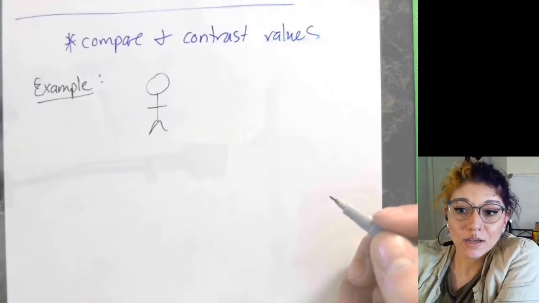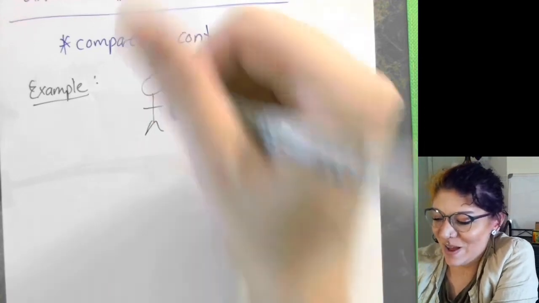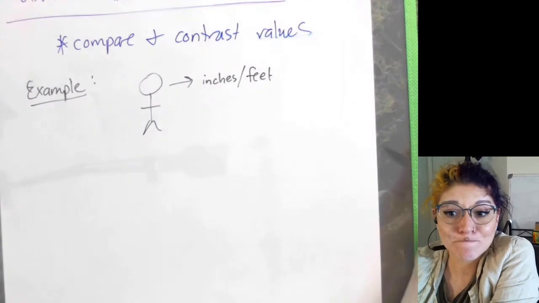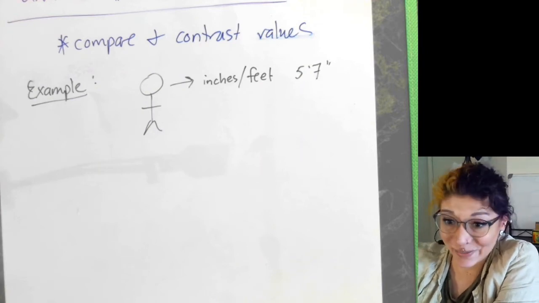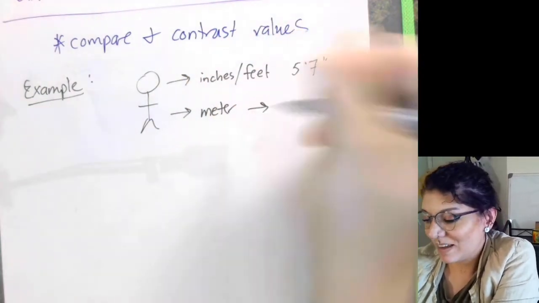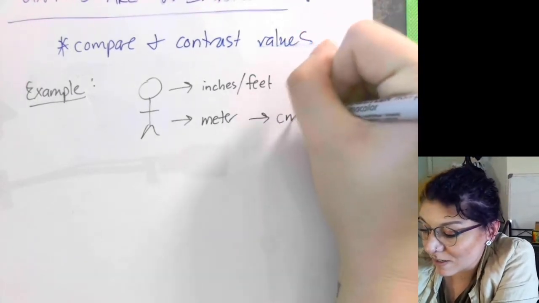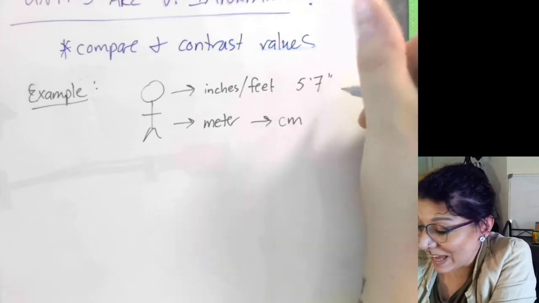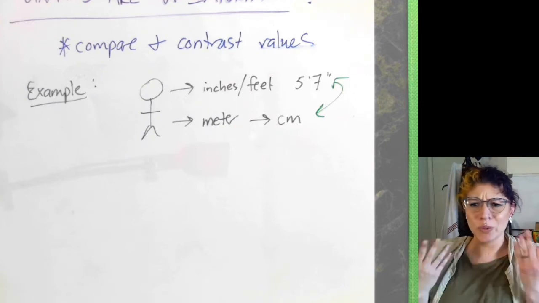For example, let's look at someone's height. Here in the US, we use some weird units that nowhere else really uses anymore. So we describe our height in inches and feet, right? So I am 5'7" tall. Pretty much everywhere else in the world uses the base unit of the meter and then describes themselves with the prefix centi, so they give their height in centimeters. Now, I don't know about you, but I cannot easily in my head compare and contrast heights that have different units.